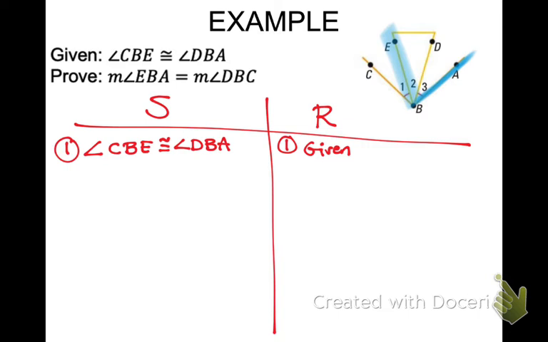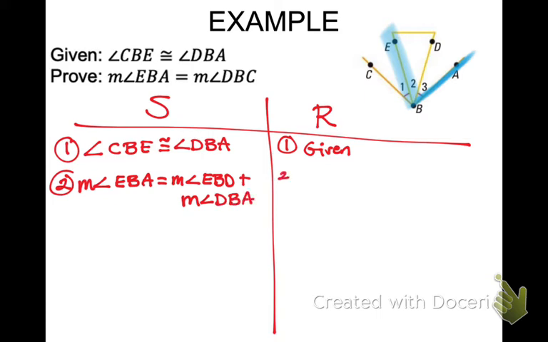Well, the measure of angle EBA is equal to the measure of angle, so one of the small ones, EBD, plus the measure of angle, what's the next one? DBA. All right, angle addition.